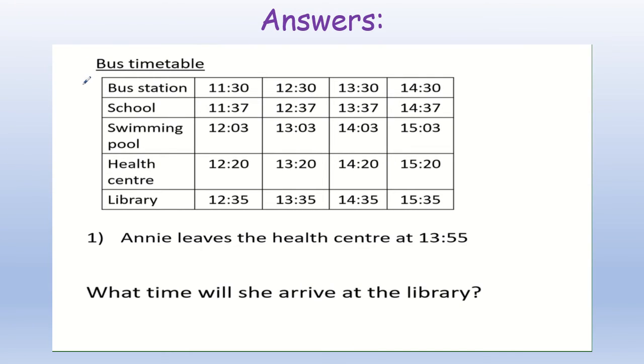Now looking at this bus timetable, we are told that Annie leaves the health centre at 13:55. So what time would she arrive at the library? Now, if we look across, 13:55 isn't a bus time, but we know she's too late for the 13:20 bus, so she must have had to wait for the 14:20 bus, which means she arrived at the library at 14:35. Well done.